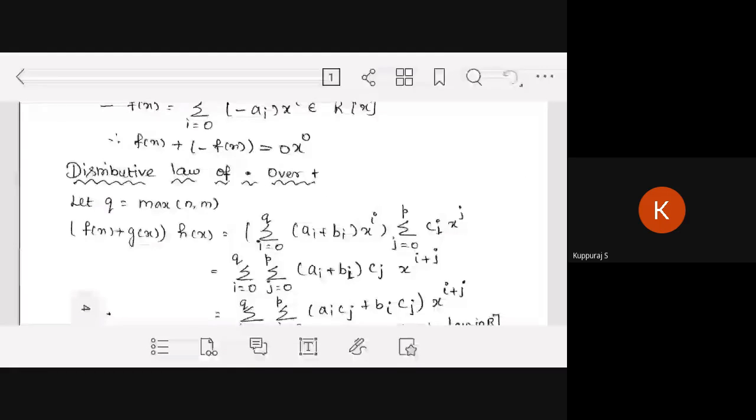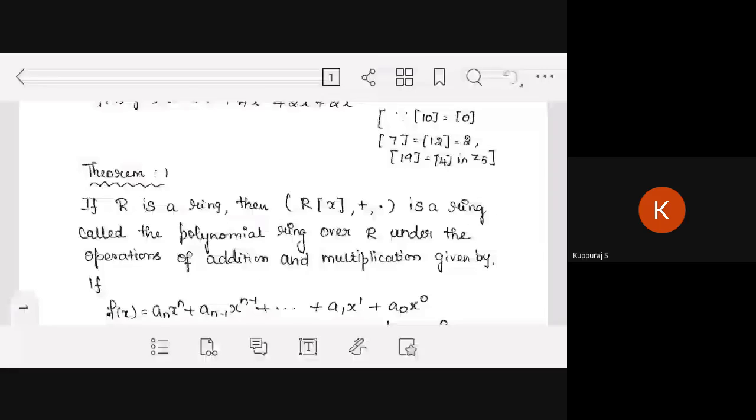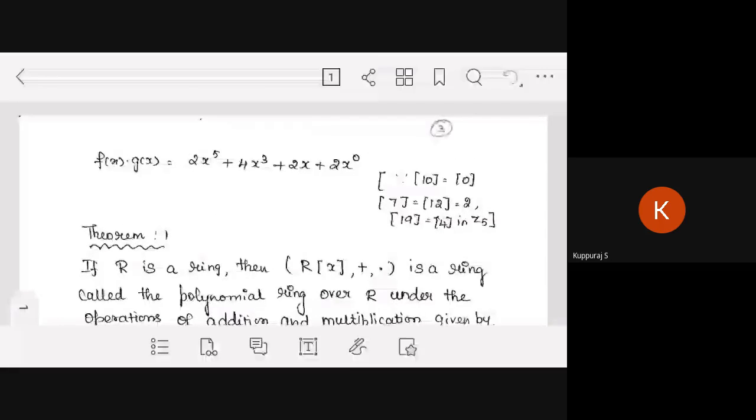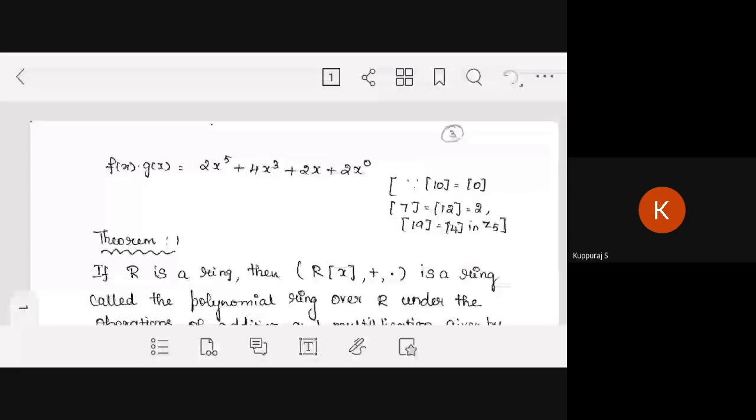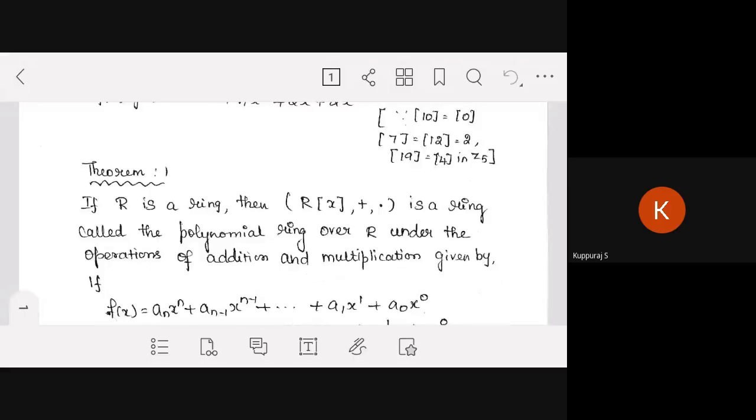If you multiply, we get one polynomial. In that polynomial, the coefficients are 10, 7 and 19 and so on. It is in the previous slide, previous PDF. So if you replace, it is Z5, a modulo 5. So you have to replace the values greater than 5. So 10 is nothing but 0 and 7 is equal to 2 and 19 is 4. So if you convert it under modulo 5, we get this polynomial. F of x into g of x is 2x power 5 plus 4x cube plus 2x plus 2x power 0. So this is the multiplication and addition of two polynomials.